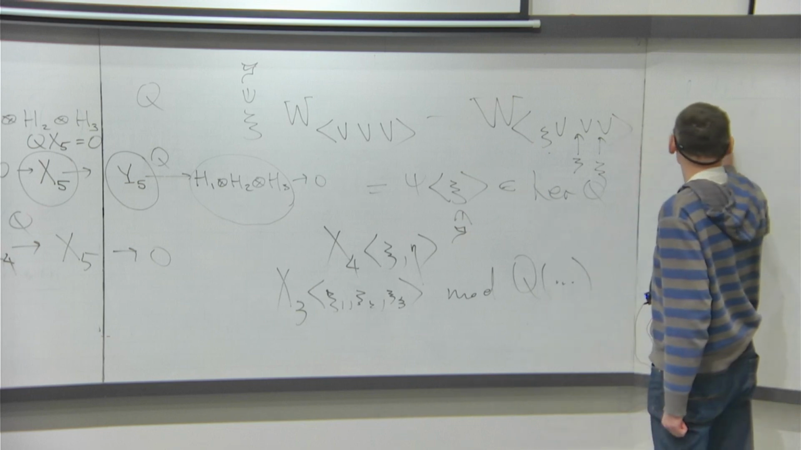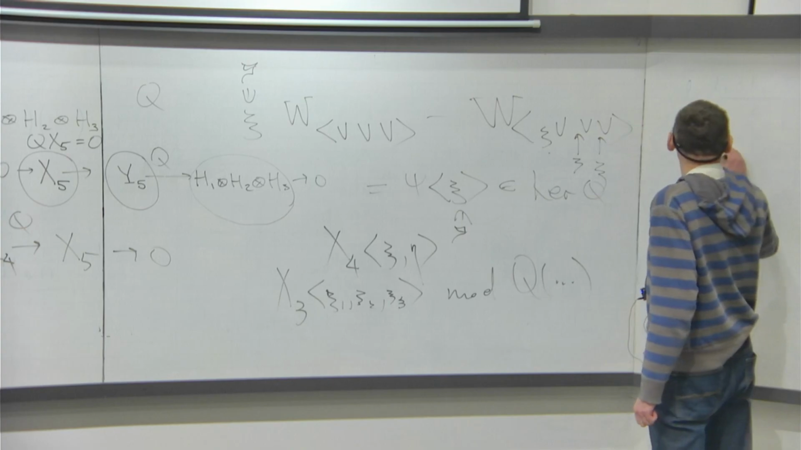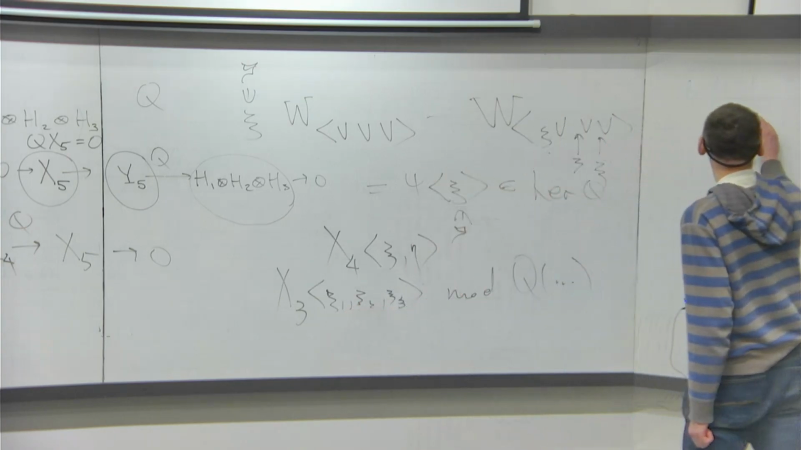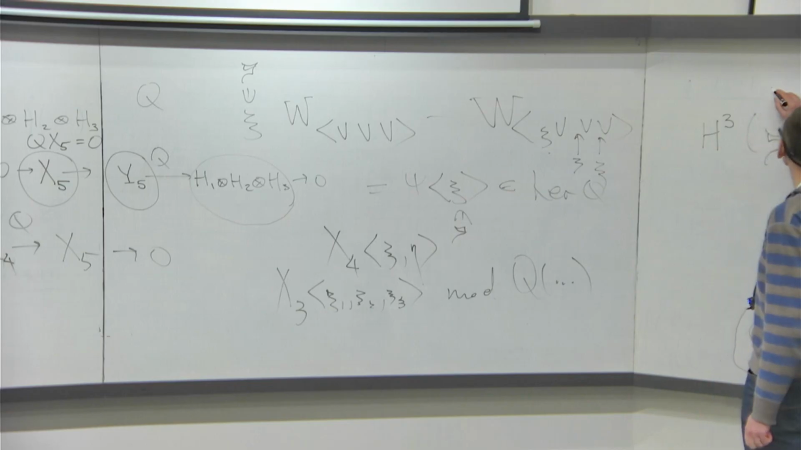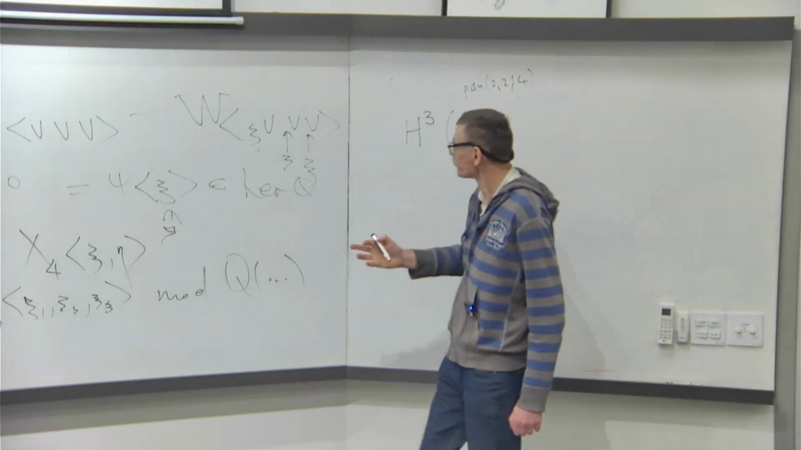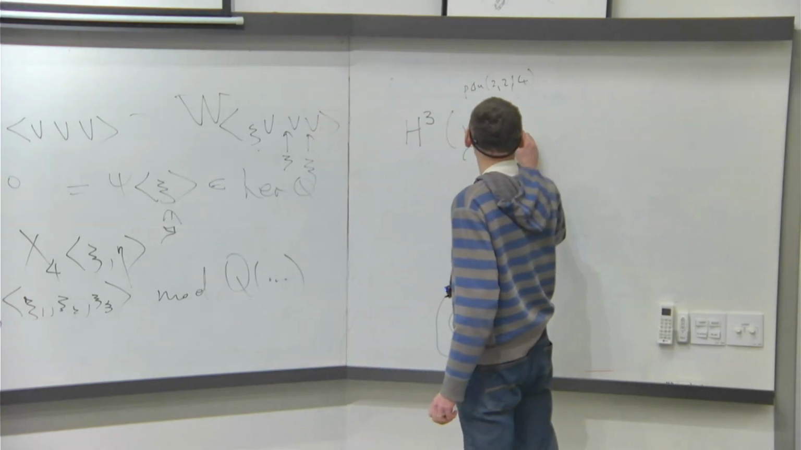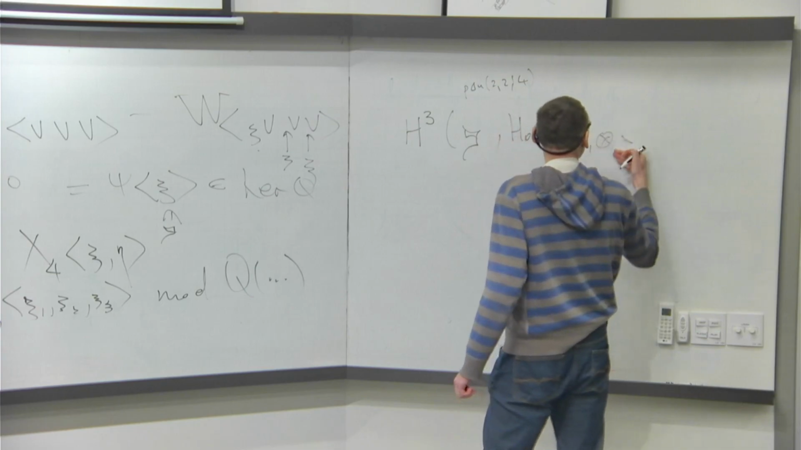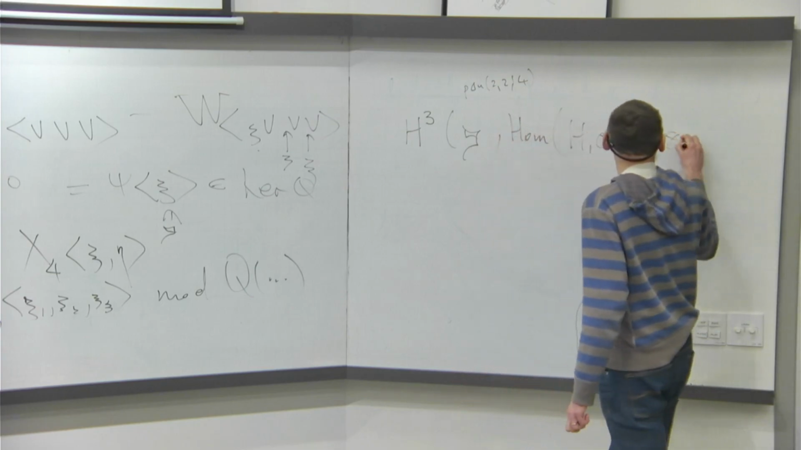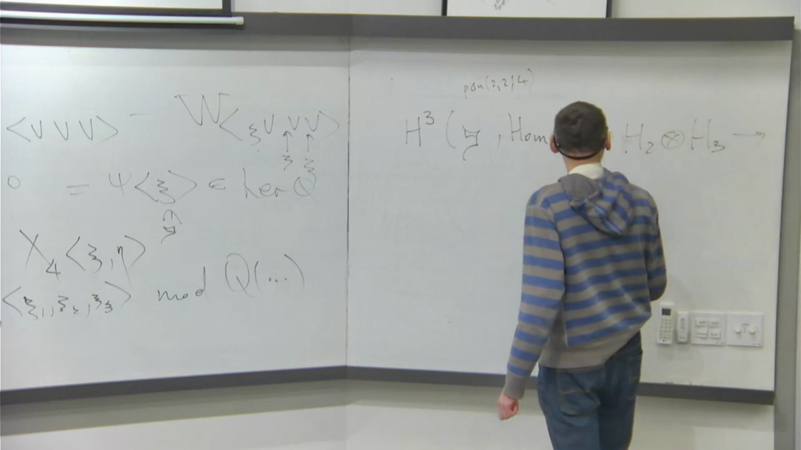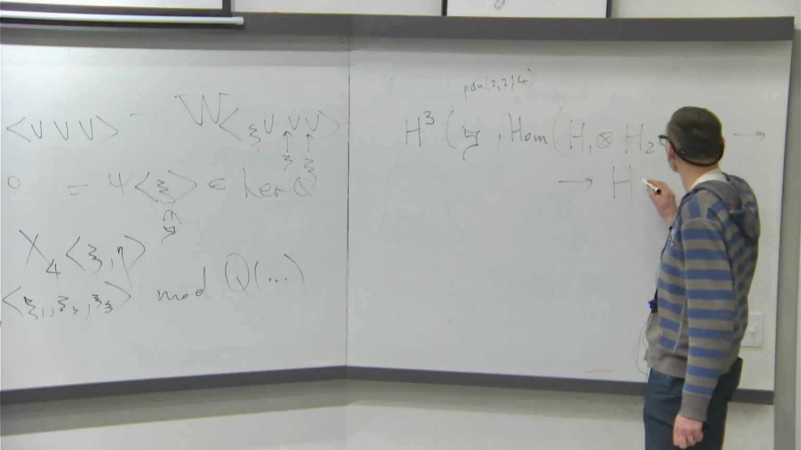So I have an element of the third cohomology group of the Lie algebra G, PSU(2,2|4), with coefficients in maps from the tensor product of three physical states to, again, the physical states.